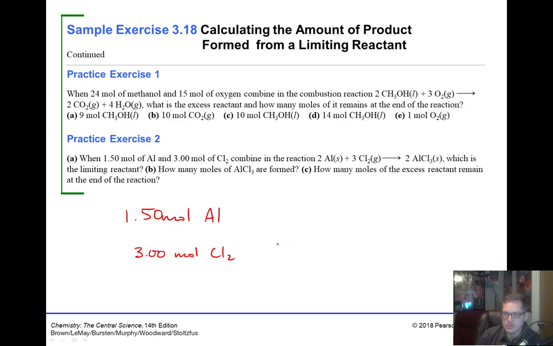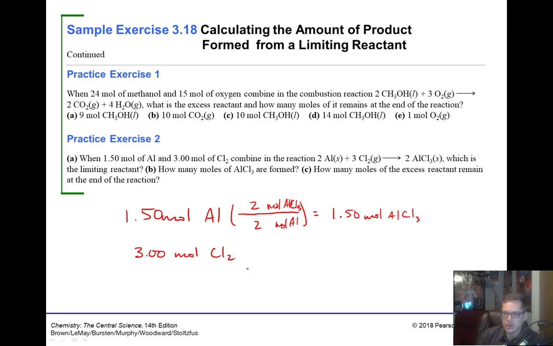So which one's going to run out first? We just have to turn both of these into one of the products. Since there's only one product, we're just going to convert into that. So we're going from moles to moles, right? We'll put moles of aluminum in the bottom, and moles of AlCl3 in the top. So 2 moles of Al to 2 moles of AlCl3. That's 2 over 2, which is 1, so we get 1.50 moles of AlCl3. That's how much AlCl3 we'll make if our aluminum reacts all the way.